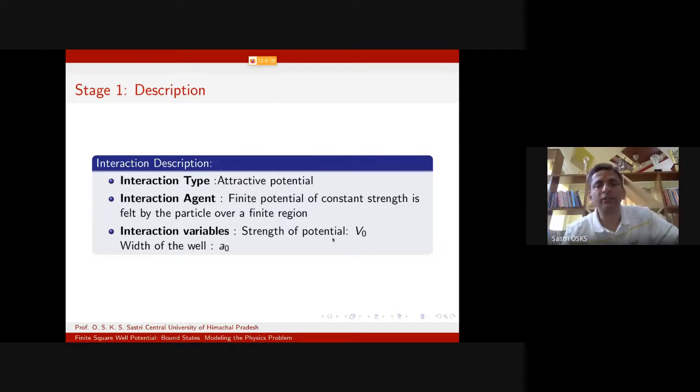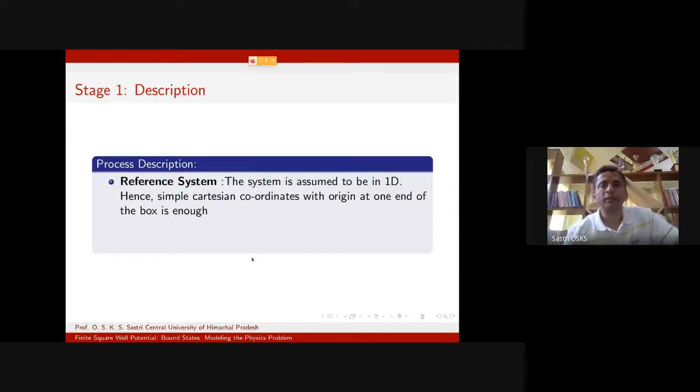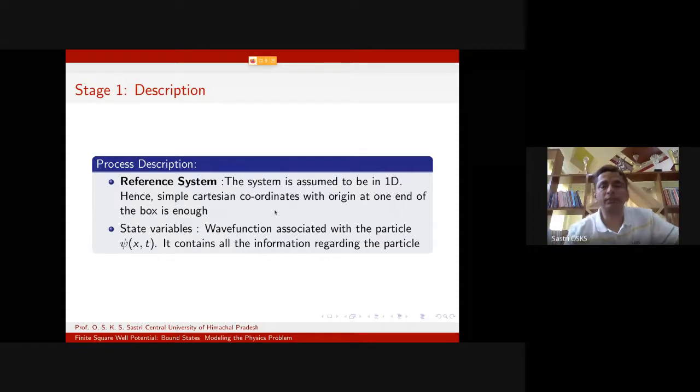Here the strength of the potential we take as V naught and the width of the well we take as A naught. These are the interaction variables. The reference system: because we are in 1D, a simple Cartesian coordinate system with the origin at one end of the box is enough. Or we can also choose the box to be symmetric on both sides, that is, from minus A to A, with the origin at the center. The state variables still remain the state function itself.